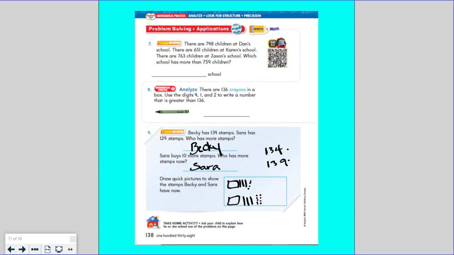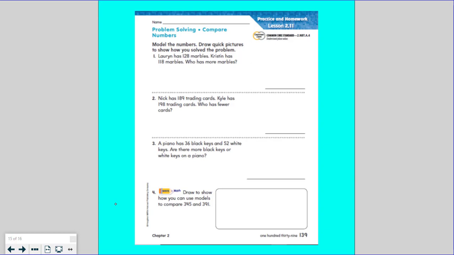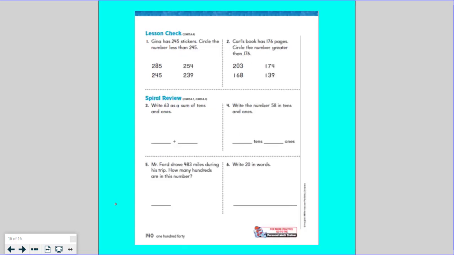Okay, now on to the rest of your work. You need to do this page and you need to do the back of it. And those are the 2 pages you're going to turn in for me today.